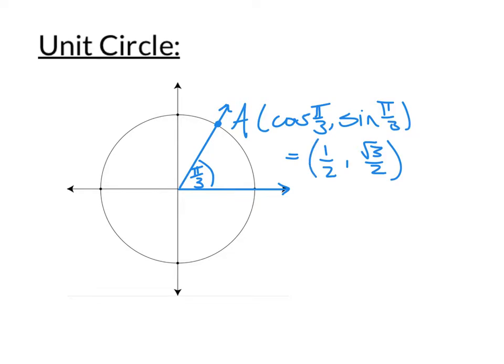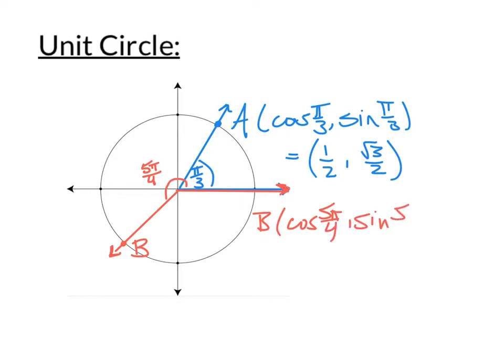And what if we have this other point B that's determined by the position angle 5 pi over 4? Well, we know that B is going to have to be cosine, sine, so cosine of 5 pi over 4 and sine of 5 pi over 4. Now these are both pi over 4 angles, so that means that the sine and the cosine are both the same, and they're both √2 over 2.